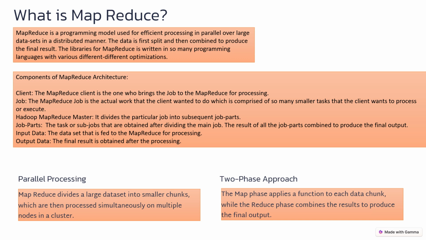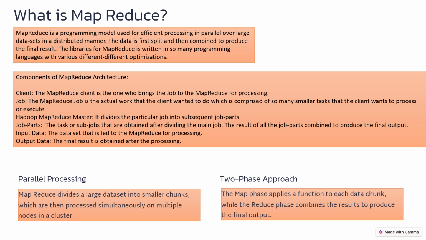Hadoop MapReduce master. It divides the particular job into subsequent job parts. Job parts, the tasks or sub jobs that are obtained after dividing the main job. The results of all the job parts are combined to produce the final output. Talking about input and output data, the data set that is fed to the MapReduce for processing is input data, and the final result obtained after the processing is output data.